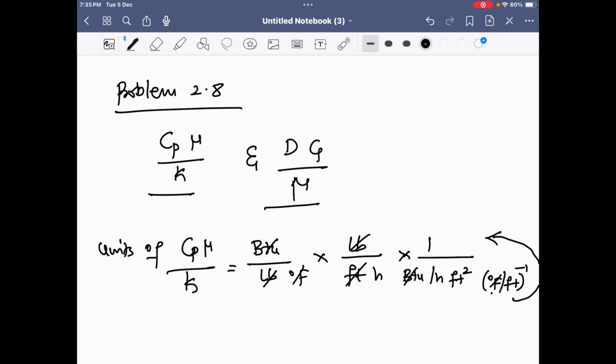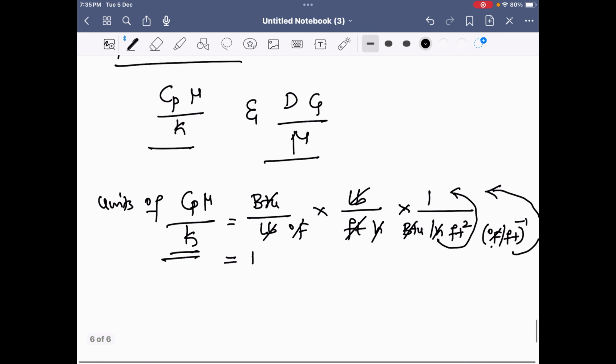And this hour, in this case it is in the denominator, means if you take this up it goes to the numerator, this hour gets cancelled. So, basically all the units get cancelled and you end up with 1. 1 indicates that all the units got cancelled, and this group is dimensionless. Please check it, calculate the dimensions once again and check whether you get 1, that is dimensionless.